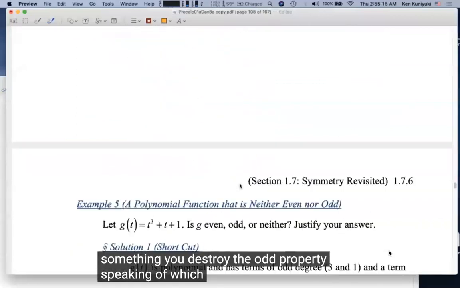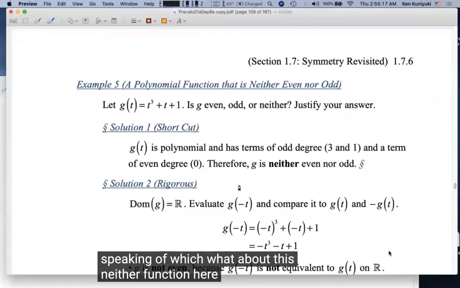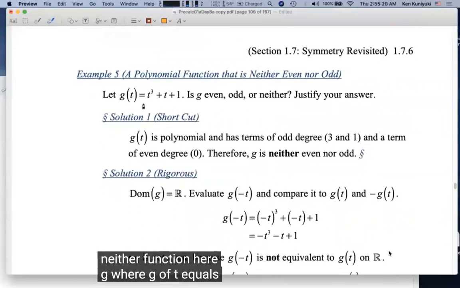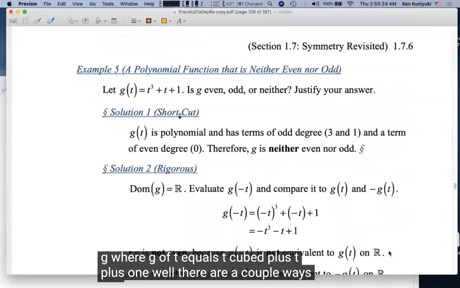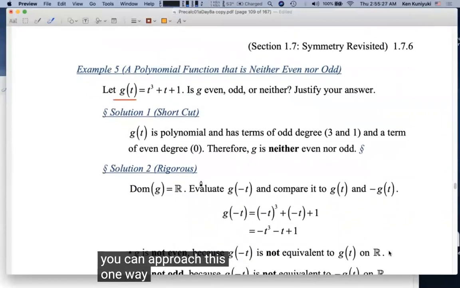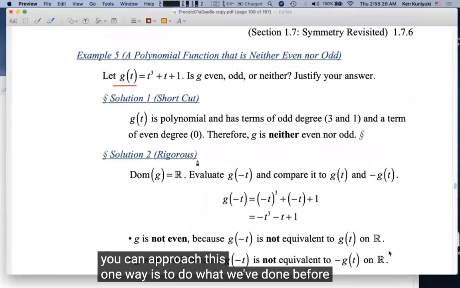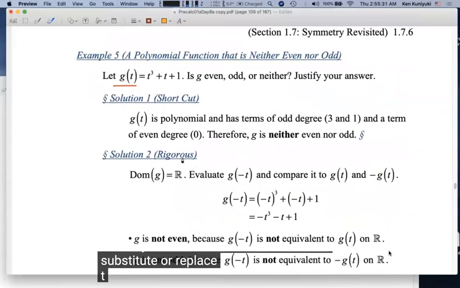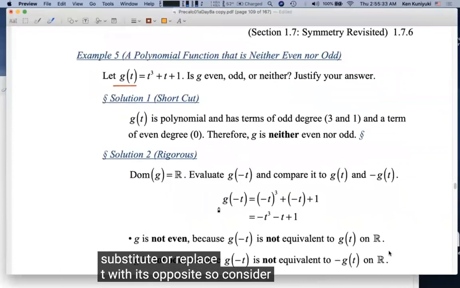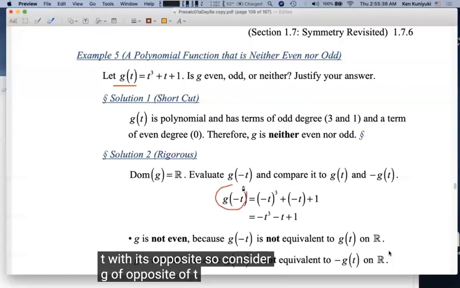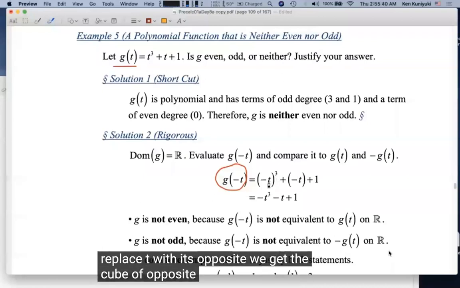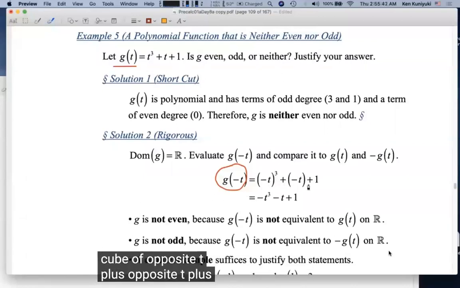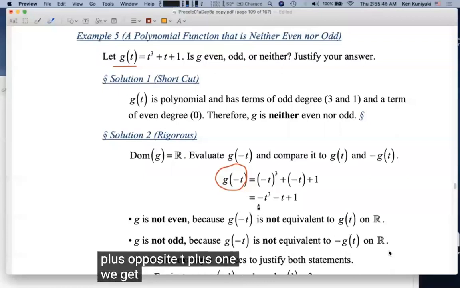Speaking of which, what about this neither function here? G, where g of t equals t cubed plus t plus 1. Well, there are a couple ways you can approach this. One way is to do what we've done before. Substitute or replace t with its opposite. So consider g of opposite of t. Replace t with its opposite. We get the cube of opposite t plus 1. We get this over here.